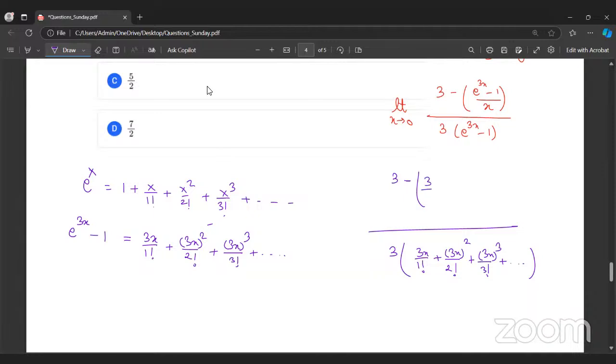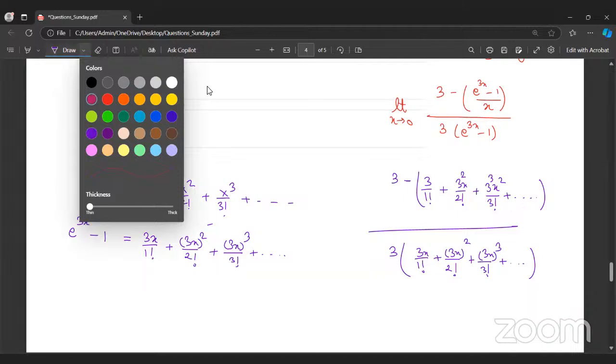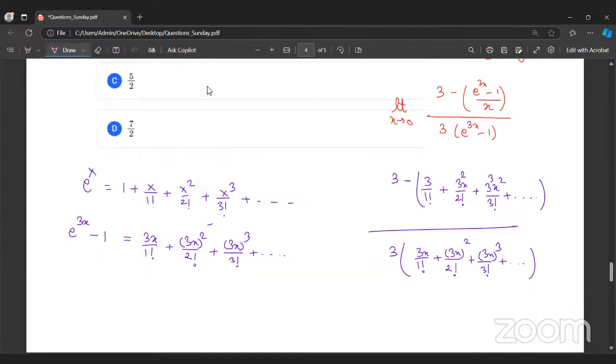So if this whole thing is getting divided by x, each term is getting divided by x. So you'll get 3 by 1 factorial plus 3 square x by 2 factorial plus 3 cube x square by 3 factorial and so on. Right, everyone? Great work. So obviously, what is 1 factorial? 1 factorial is 1. So these two will get cancelled.